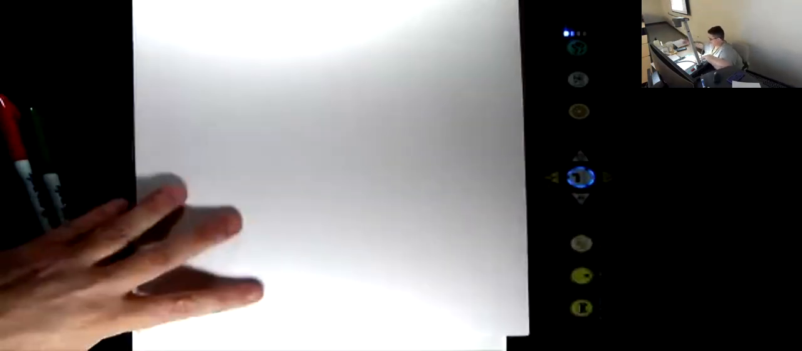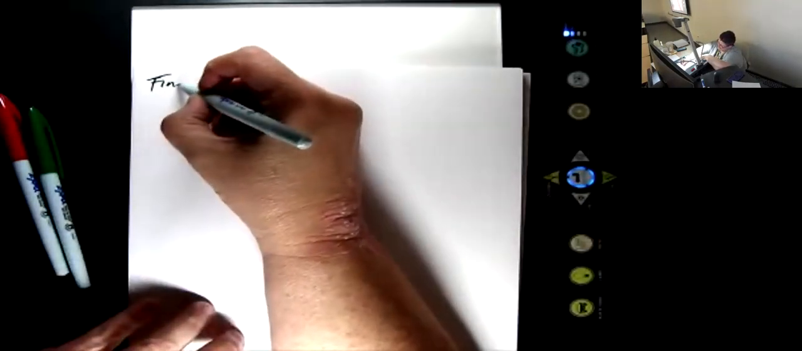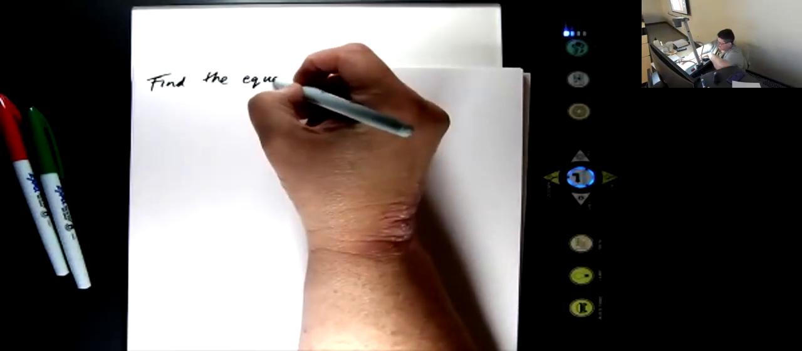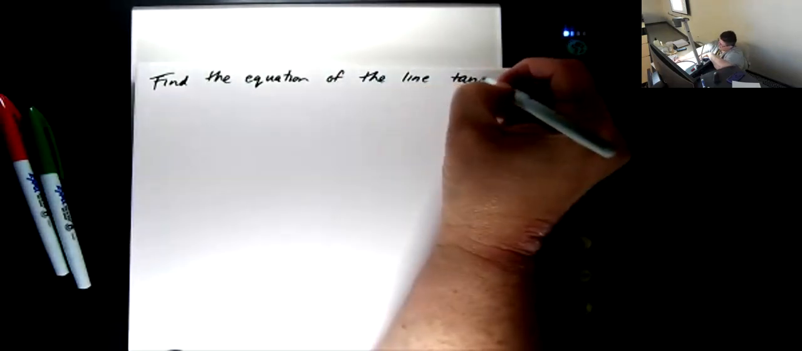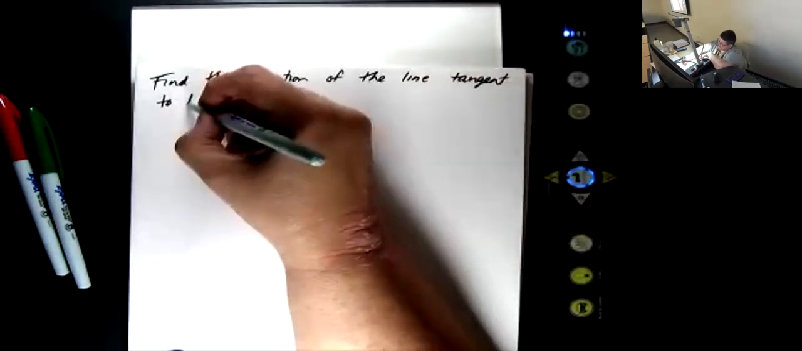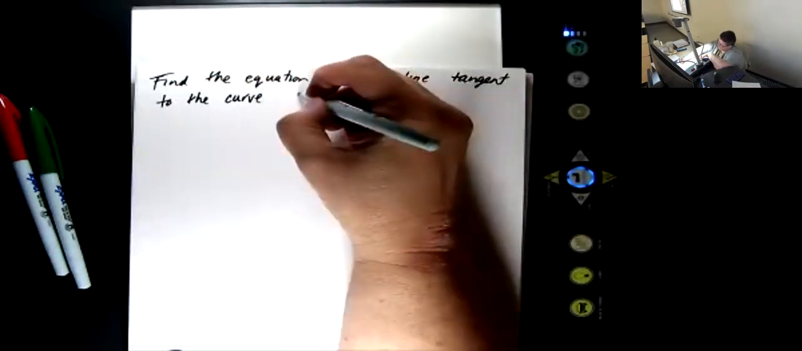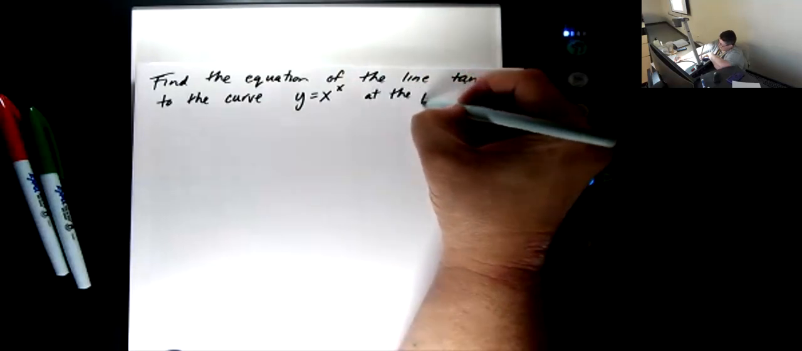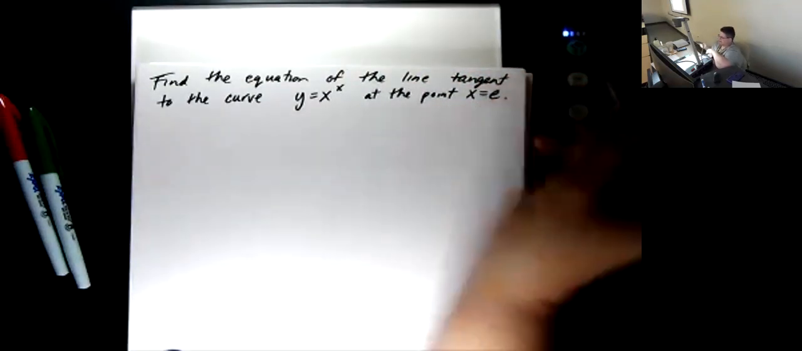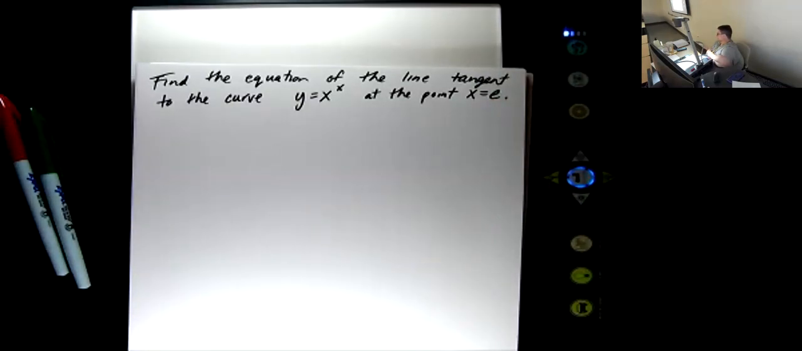All right. Next question. So we want to find the equation of the line tangent to the curve y equals x to the x at the point x equals e. So it ends up being its own exponent.